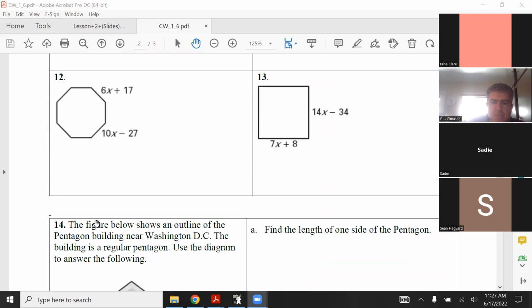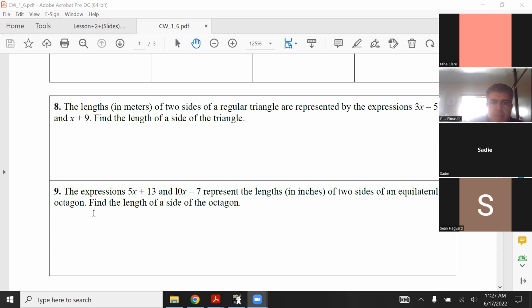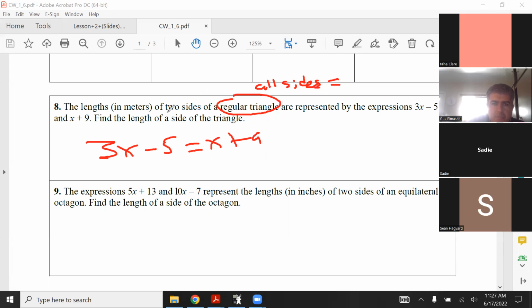Now we get some calculations that we'll do. Let me set these up and have you work them out. Length of 2 sides of a regular triangle. So it means all sides are equal. So 3x minus 5 has to equal x plus 9, because they give you 2 sides, right? So you're going to work that out.